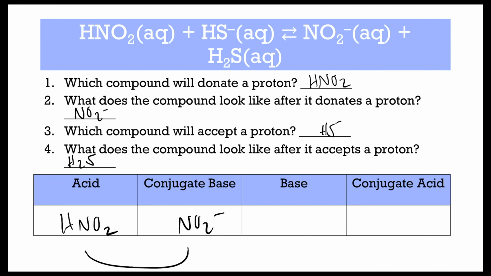and remember the only difference between those two things is one H. HS minus will be your base, H2S is your conjugate acid, and again, the only difference between those is one H. So we are going to practice a little bit more tomorrow, so hopefully this helped.